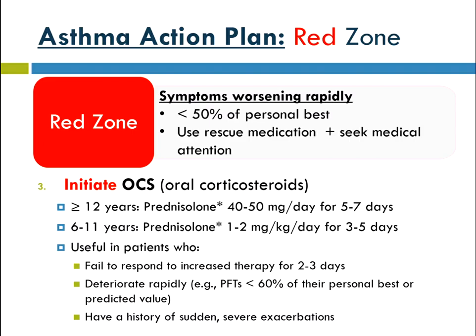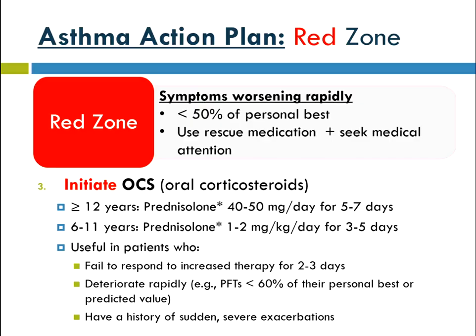Okay. With these OCS, so patients who are 12 and older are going to be prednisolone 40 to 50 milligrams per day for 5 to 7 days. I would note that, just as a pharmacist. You can also consider prednisone. It doesn't have to be prednisolone, but what dosage form is prednisolone in?